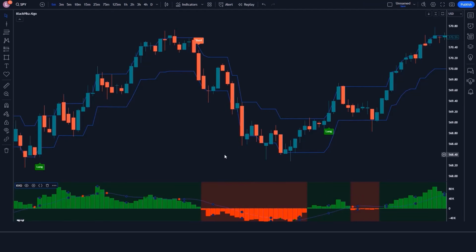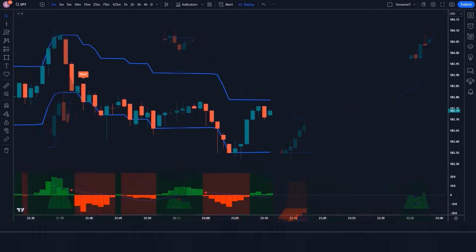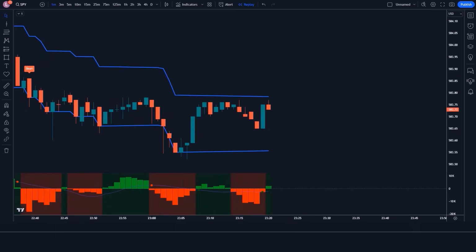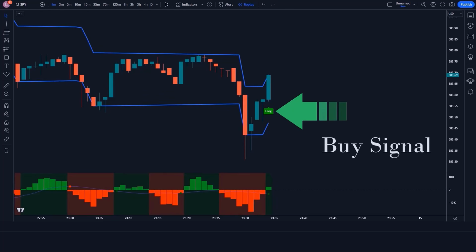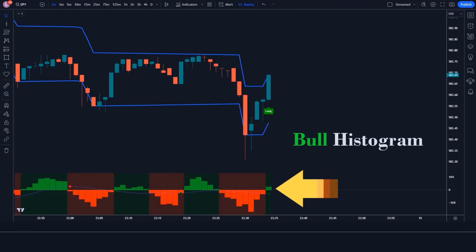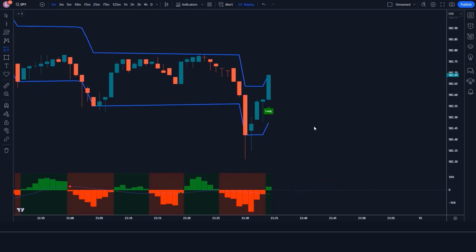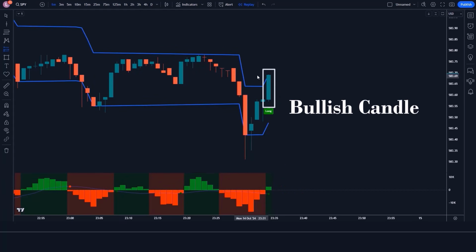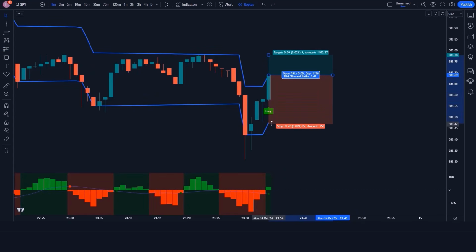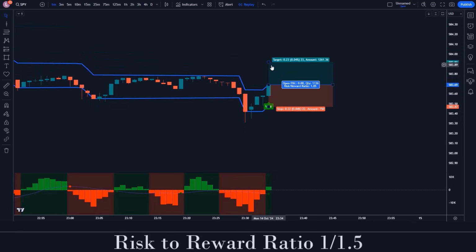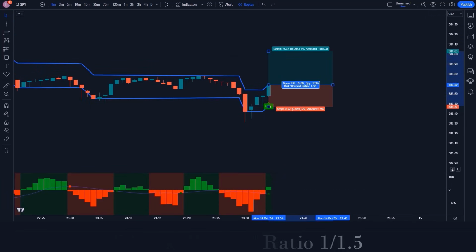Let's see how we use these trading setups. When the Black Pica's Dust indicator gives us a buy signal, when the Klinger Volume Oscillator shows a bull histogram, and when the market forms a bullish candle, if this condition is fulfilled, then we will place a buy order. Our stop loss is to be placed at the bull line. And the risk to reward ratio will be 1:1.5.